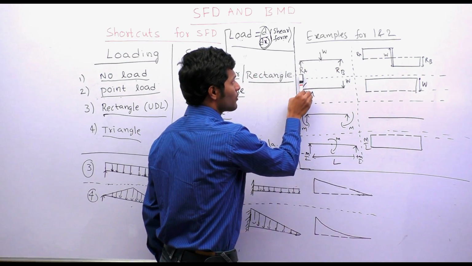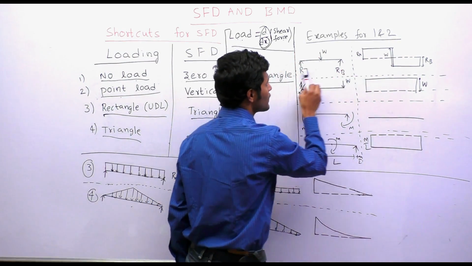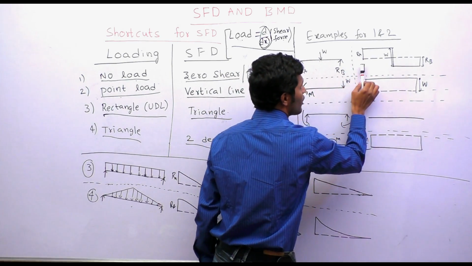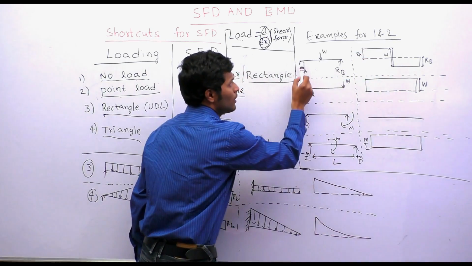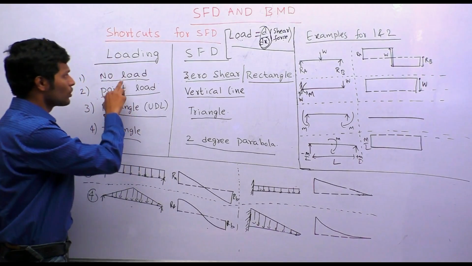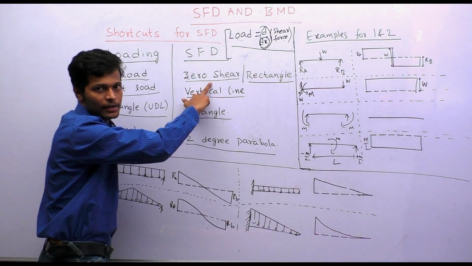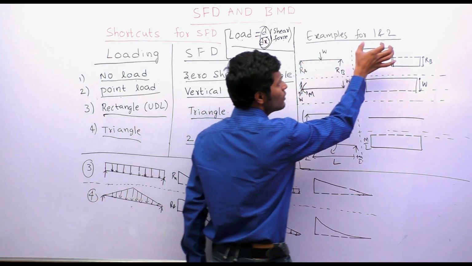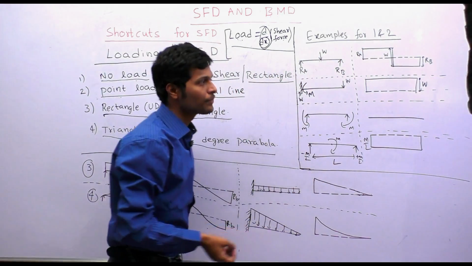So here my shear force is upward. So that is the reason RA upward. So this is my reference line. So I have drawn RA upward. Now in this zone there is no load. So when there is no load, you should have a straight line, 0 shear or rectangle. So there is no load in this region, so slope value is 0.